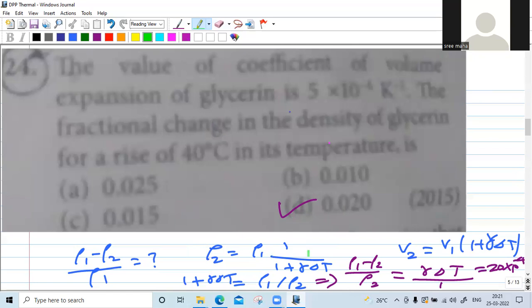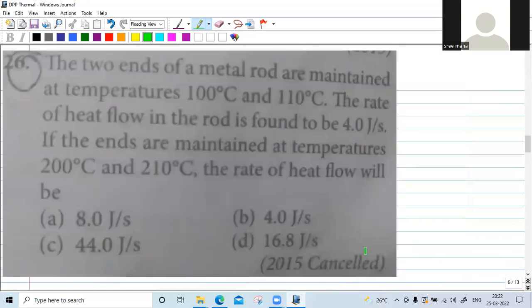Okay, you understood this one? The volume relation is this one, so density is the reciprocal of it. And from this, rho 1 by rho 2 is this one. You know how to get this step from here, right? It's numerator minus denominator by denominator on both sides. So it's gamma delta T by 1. That's all.